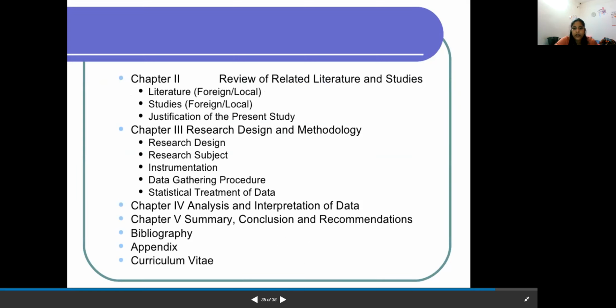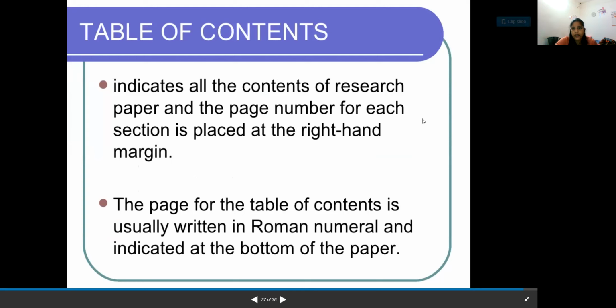Okay, the table of contents indicates all the content of the research paper, and the page number for each section is placed at the right-hand margin. When you make the table of contents, you have to write the page number, which page you will find the topic on. It's very important. You can use Roman numerals, indicated at the bottom of the page.